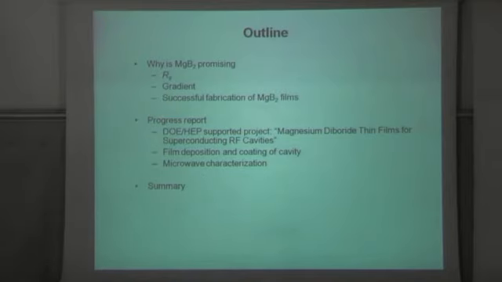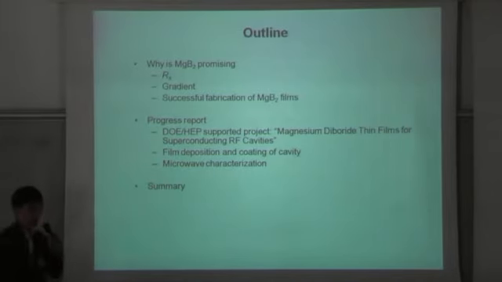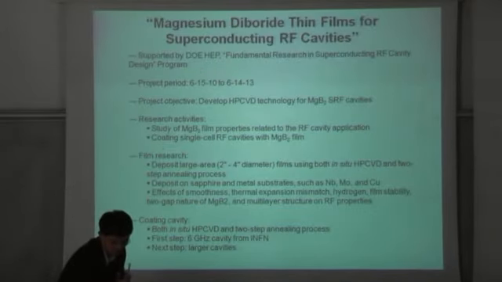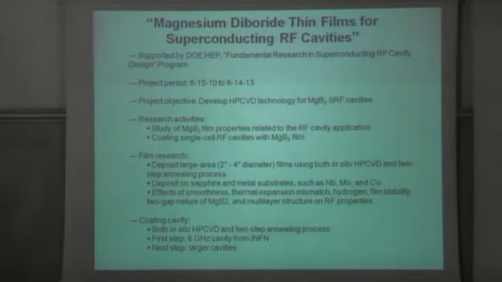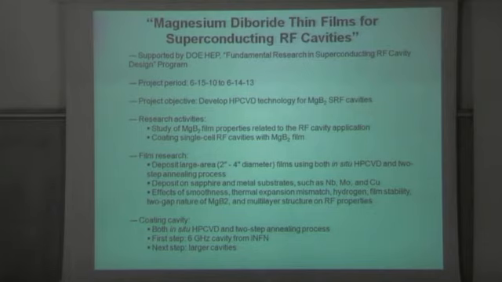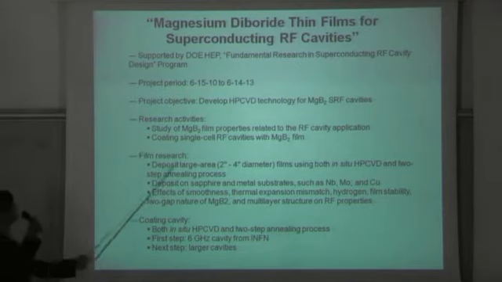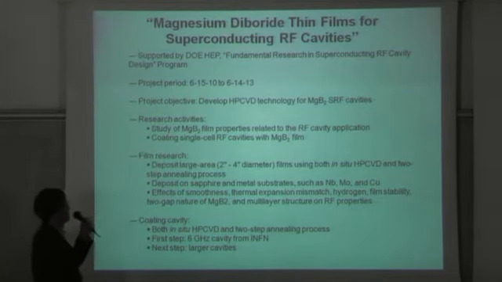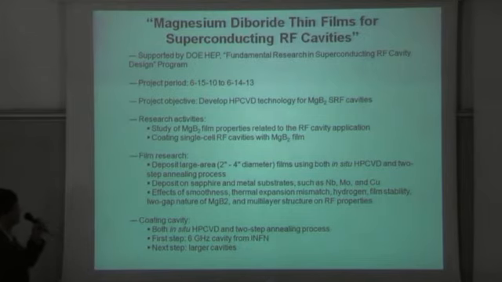So that's the first part of it, why we are interested in using MgB2 for RF. And the second part, I will talk about the progress report about our own research. So we have a project ongoing that is supported by the High Energy Physics Office at DOE. And the project started on June 15th of this year. So we just barely got this process started. And our objective is to develop this HPCVD technology for MgB2 SRF cavities.